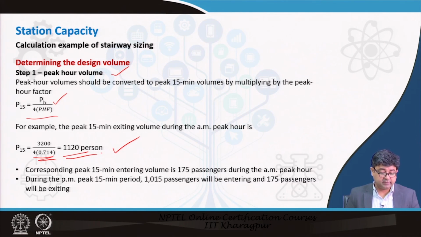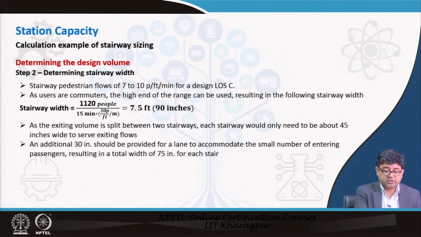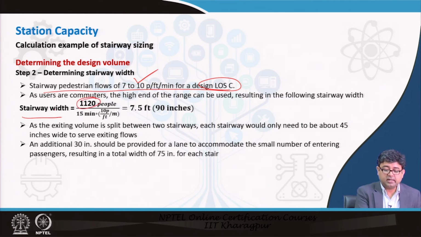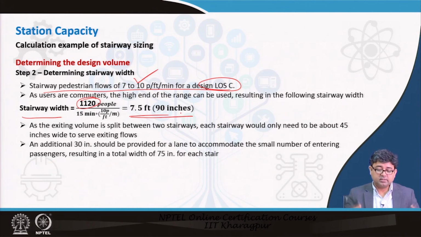So, if you assume that your stairway pedestrian flow is at level of service C, which means 7 to 8 passengers per foot per minute, then in order to accommodate 1120, your stairway width has to be 90 inches at least. So, 90 inches wide, 7.5 feet wide stairways you will need.